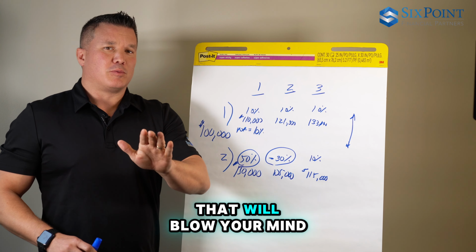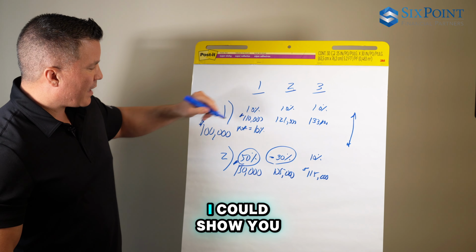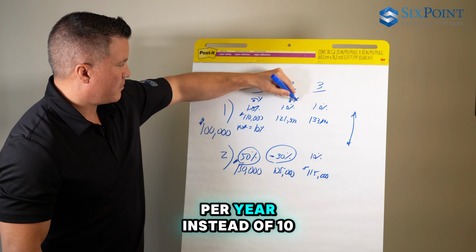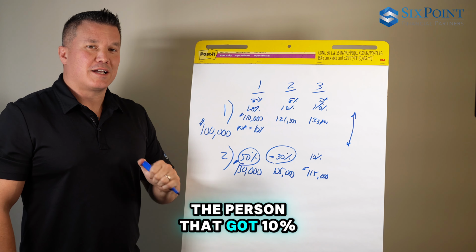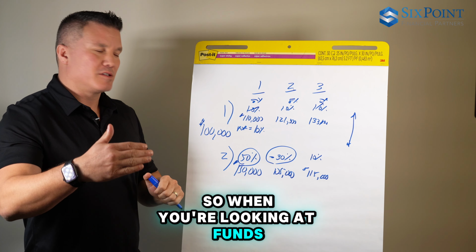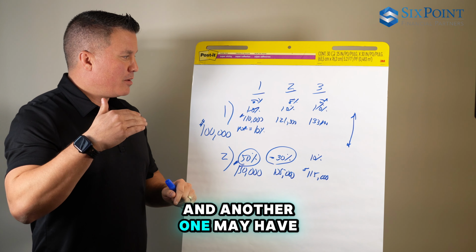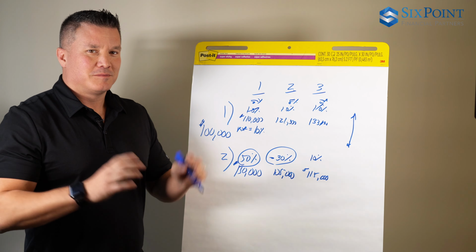Here's the part that'll blow your mind. You look at a rate of return on a statement. I could show you if this person got 8% per year instead of 10, guess what? They have more money than the person that got 10%. So when you're looking at funds and you see that one fund got 10% and another one may have received 8, does that actually mean it did better? We have to take a look at that.